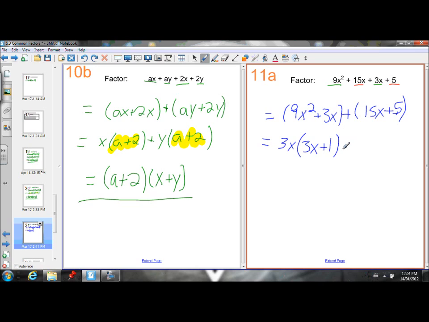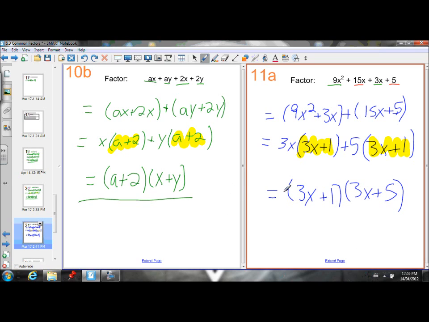Now if I common factor this binomial, I can take a 5 out, and I'm left with 3x plus 1. And once again, you'll notice these terms have a common binomial. They both have a 3x plus 1. So let's take out that 3x plus 1. When we divide both of these terms by 3x plus 1, they will cancel, and we're left with a 3x plus 5.